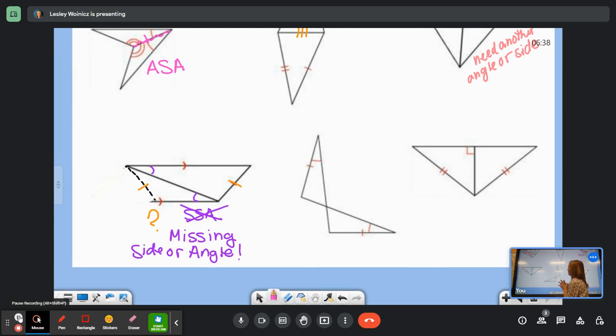Let's see. All right, so I have a pair of vertical angles right here. So I have this angle, and that side. This looks like angle, angle, side to me.